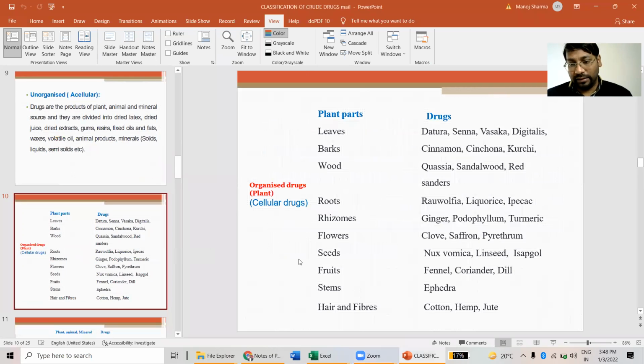Now you see, yes, I understand you may not be familiar with all the examples which are given on this page. But yes, you can classify crude drugs into organized. Organized means the crude drugs which have cells or groups of cells, that is tissues, in them, like leaf, bark, wood. If I say leaf, forget about their names, forget about their uses, but all these crude drugs will definitely have a leaf portion in them.